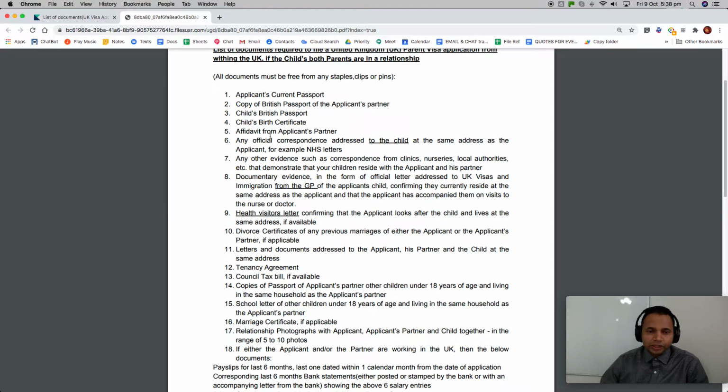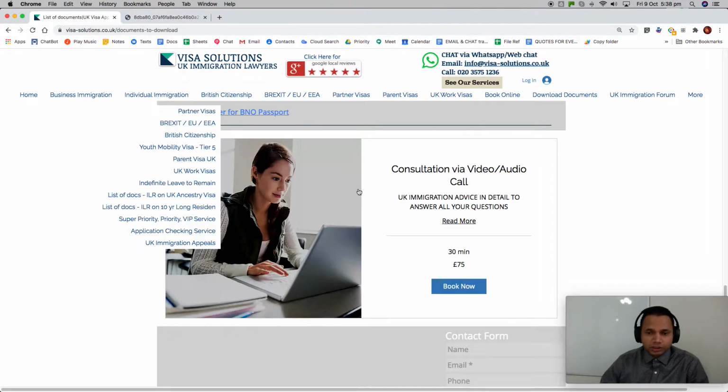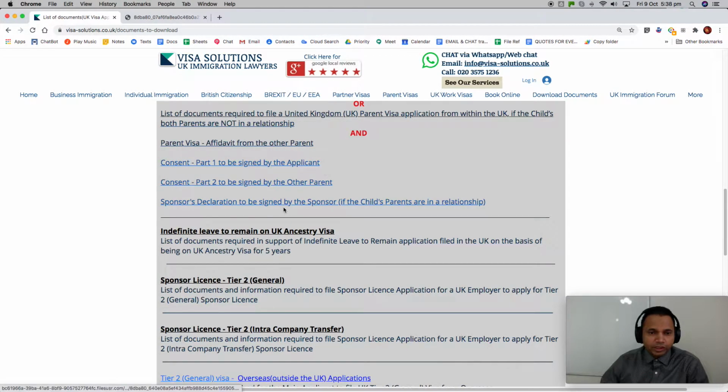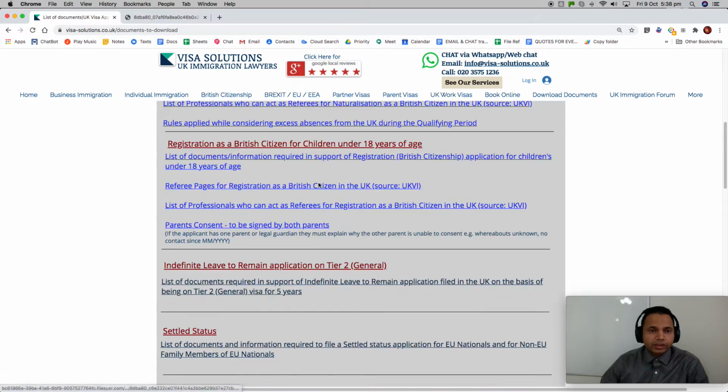So child's birth certificate, British passport, affidavit from the applicant's partner. So this is another requirement. You may find it under the parent.